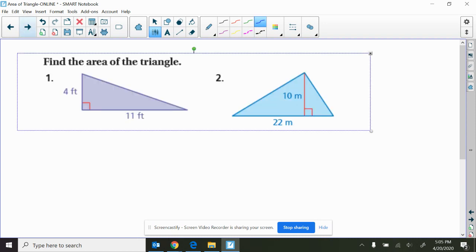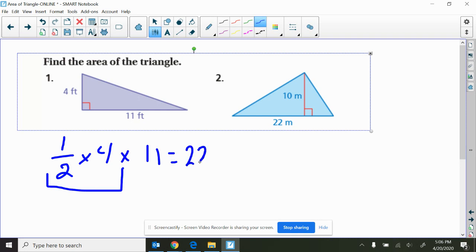So if we look at the first couple of problems here, number one says 1/2 times 4 times 11. Well, the easiest way to do this is to just take half of 4. And half of 4 is 2. 2 times 11 is 22. So we would have 22 feet squared for our answer there.